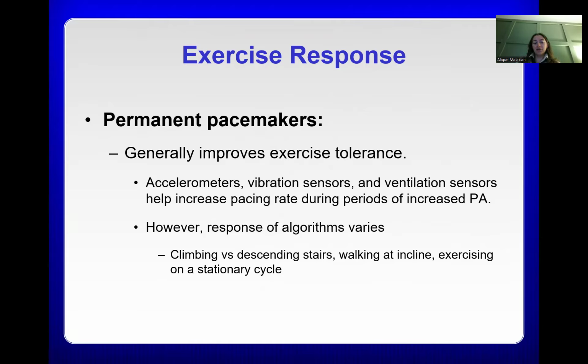Some discrepancies have been noted for things like climbing or descending stairs, walking at an incline, and exercising on a stationary cycle. I don't know enough about pacemakers to say this, but hopefully that's the point of the cardiologist with that machine. They assess the data on the pacemaker and can help to match the individual's goals to what the pacemaker is doing. So just note that it shouldn't be a real concern compared to a lot of other problems that we've talked about throughout this course. But just something to note.